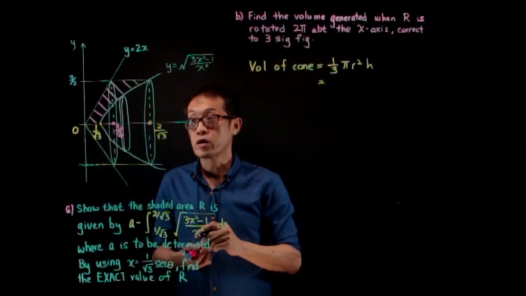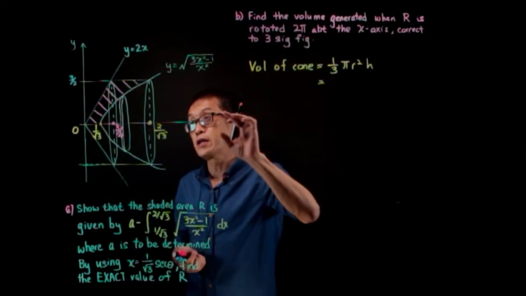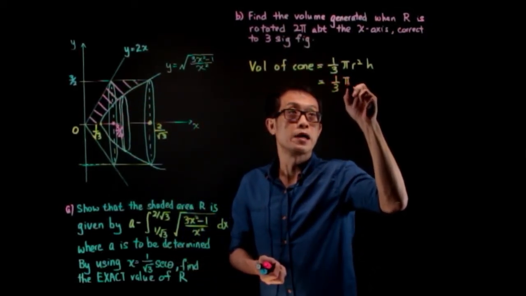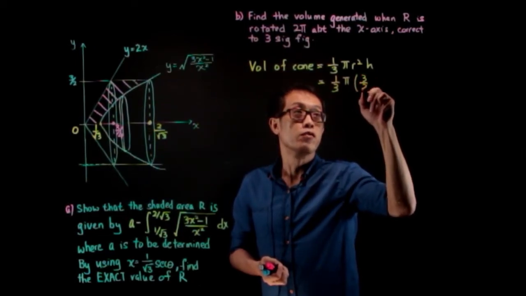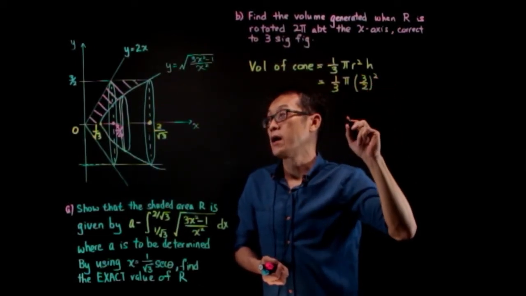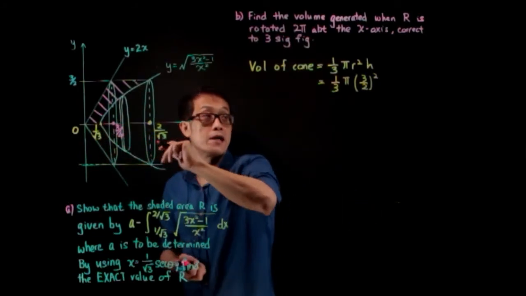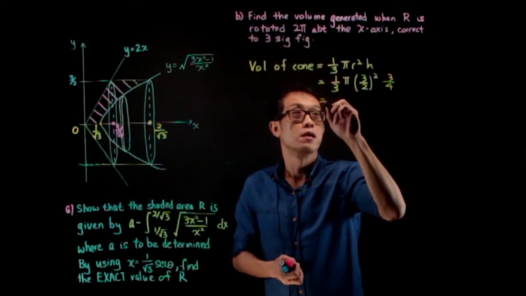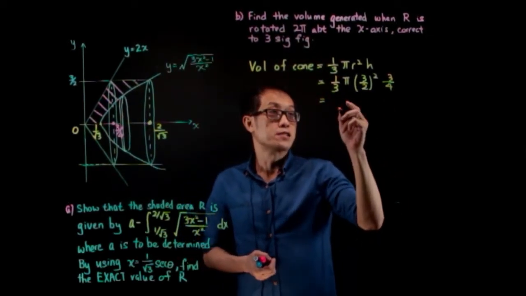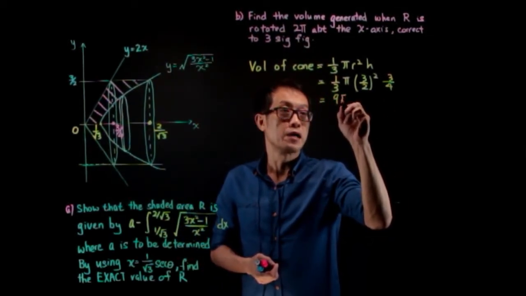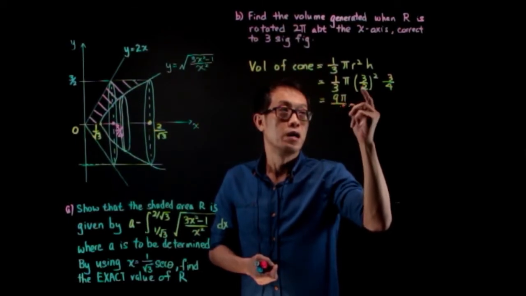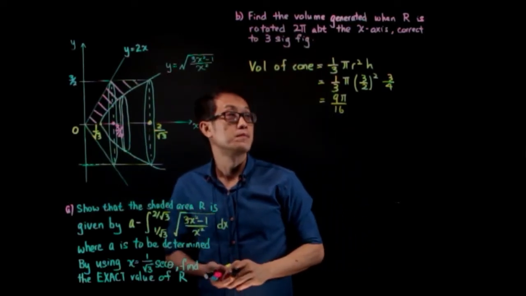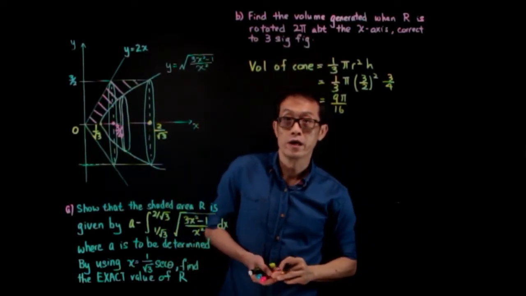So the volume of the cone is 1/3 pi r squared h. Now this is the radius, so you get 1/3 pi times 3 over 2 squared. Now what is the height? The height is 3/4. Okay. So if you expand this, you get 9 pi over 64. Okay.